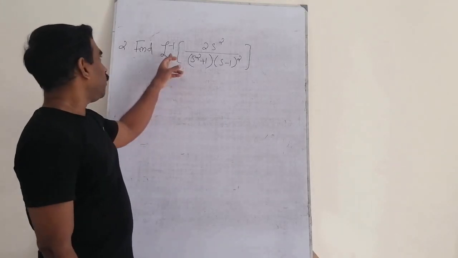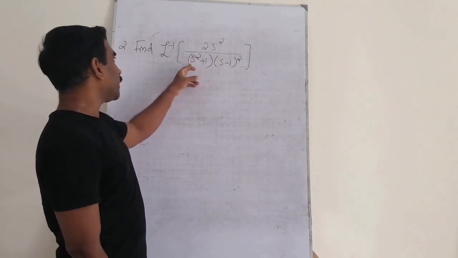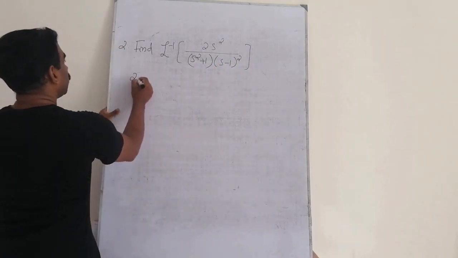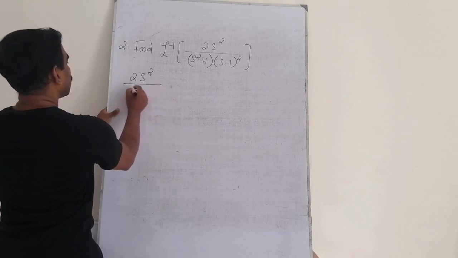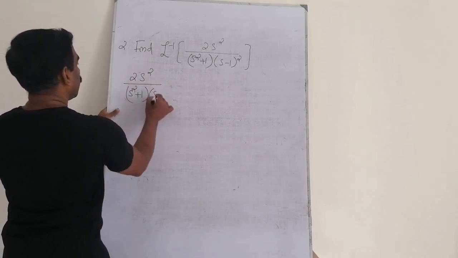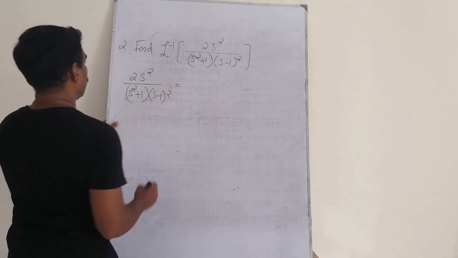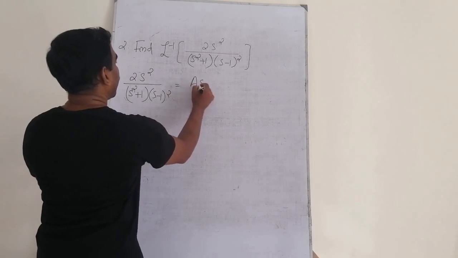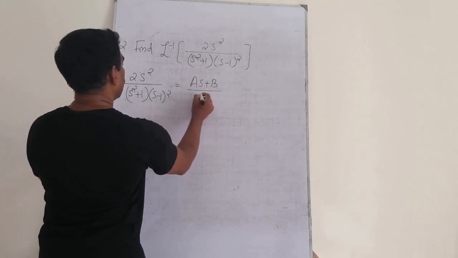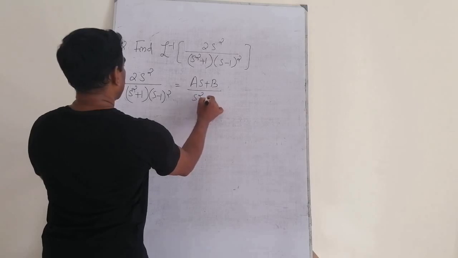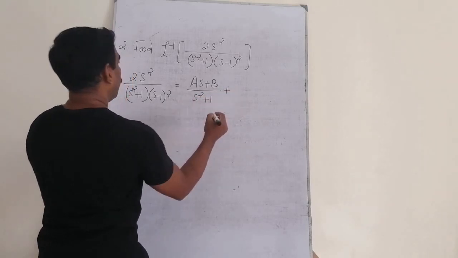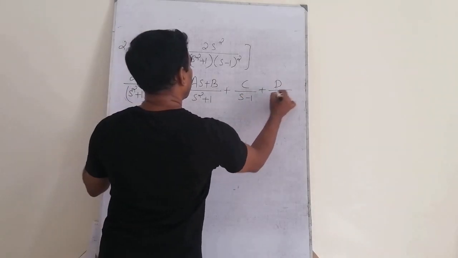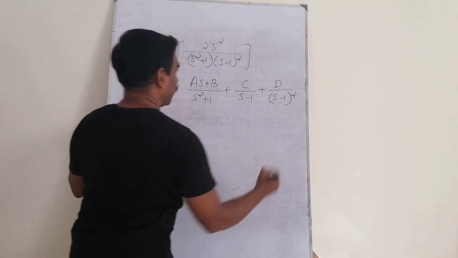Consider the second problem: the inverse Laplace transform of 2s² divided by (s² + 1)(s − 1)². Using partial fractions, we can write this quotient as 2s² divided by (s² + 1)(s − 1)² equal to, corresponding to the first quadratic factor s² + 1, a term as + b in the numerator divided by s² + 1, plus c divided by s − 1, plus d divided by (s − 1)².